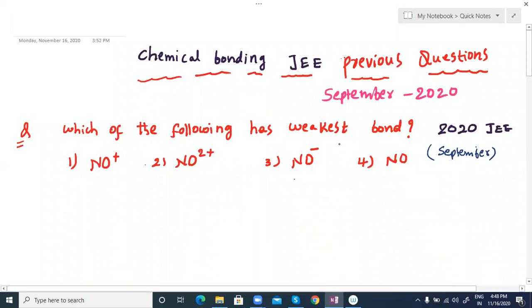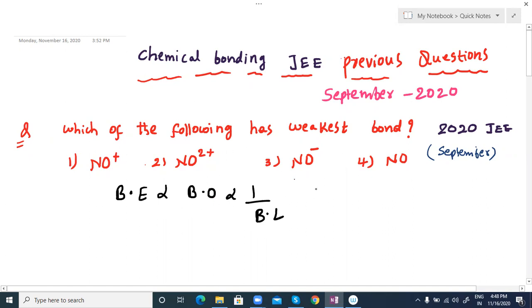We can apply a direct formula, then you can calculate. The question is, which of the following has the weakest bond? Weakest bond means first you have to find out bond energy, which is directly proportional to bond order. This is the principle. Okay.